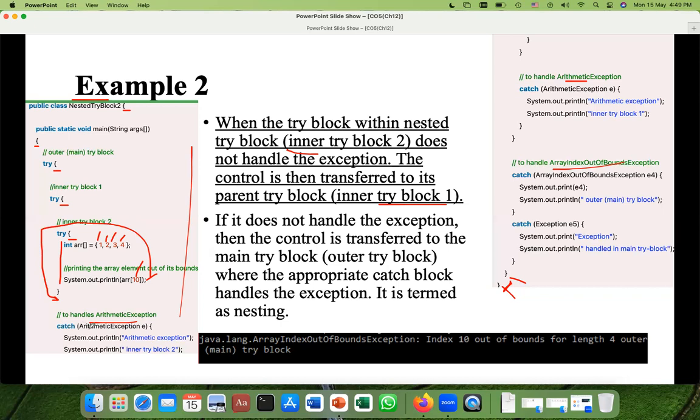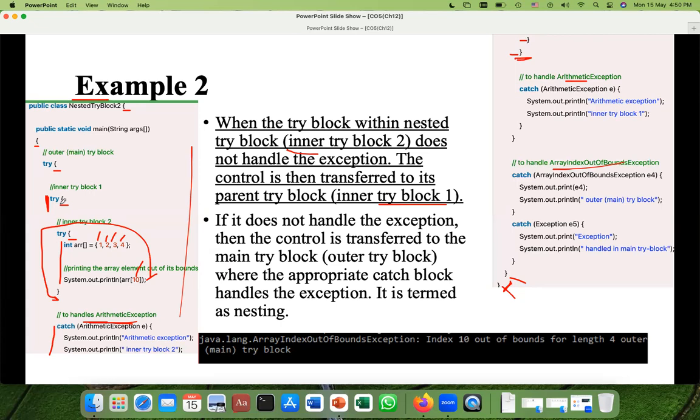But in this catch, we have an arithmetic exception. So that exception is not matching the class of this arithmetic exception. It means that catch block will not execute. This is the end of the catch block, and this is the end of the second try block, this one.